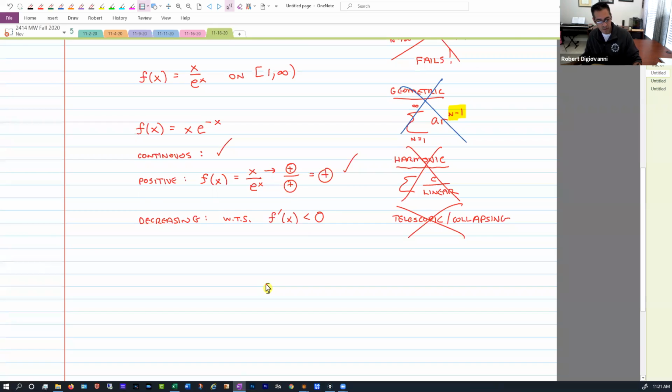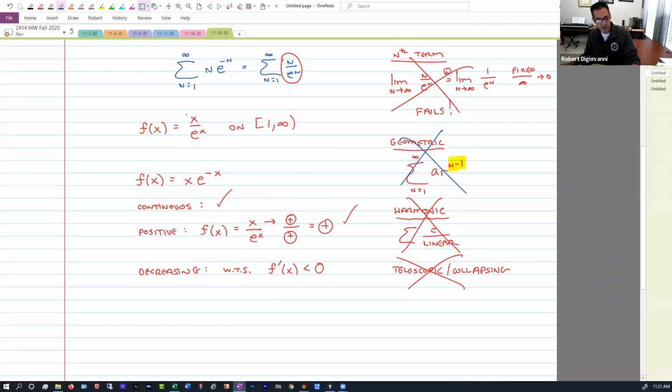So I need to take the derivative of this. And I think I'm going to just take the derivative of that right there. So the derivative of that function should be quotient rule: derivative of top times bottom minus derivative of bottom times top, all over the bottom squared.